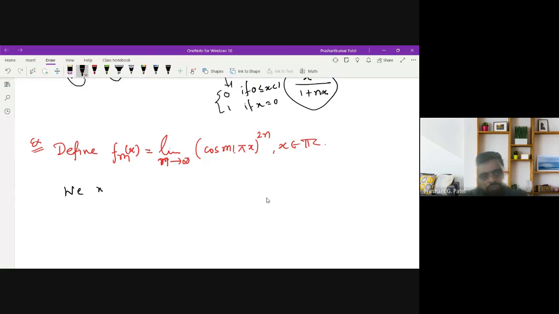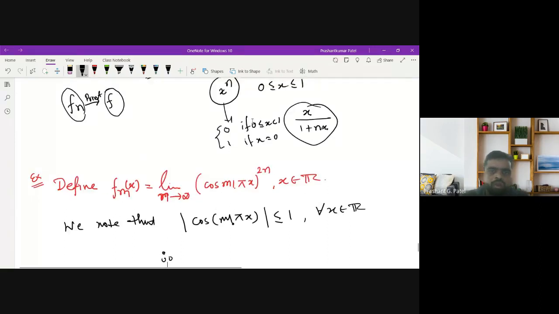We note that |cos(m! pi x)| is always less than or equal to 1 for every x belonging to R, because the cos function is always between -1 and 1. And if I take the power of this, we have seen a result: x^n tends to 0 if |x| is less than 1, and it is 1 if |x| equals 1. I wrote 1 here, this should be 1 here.